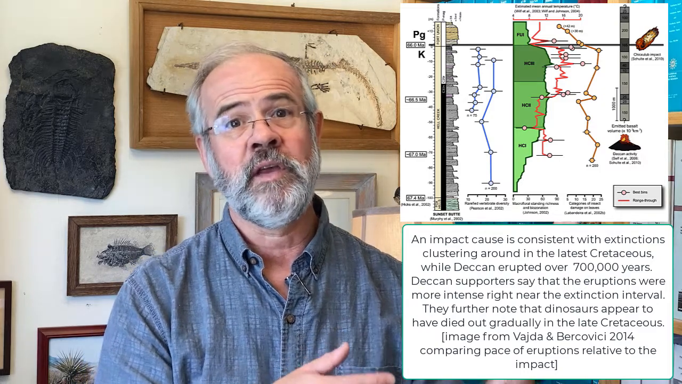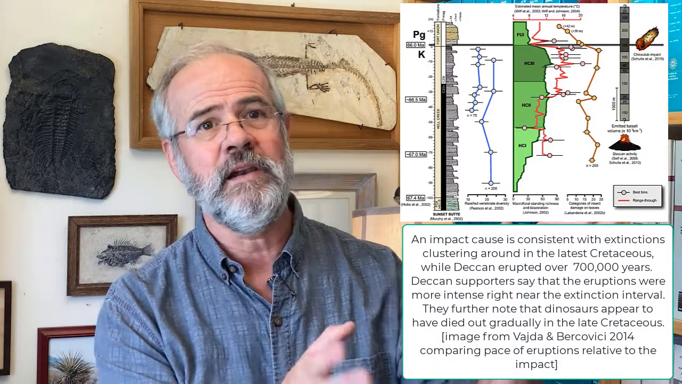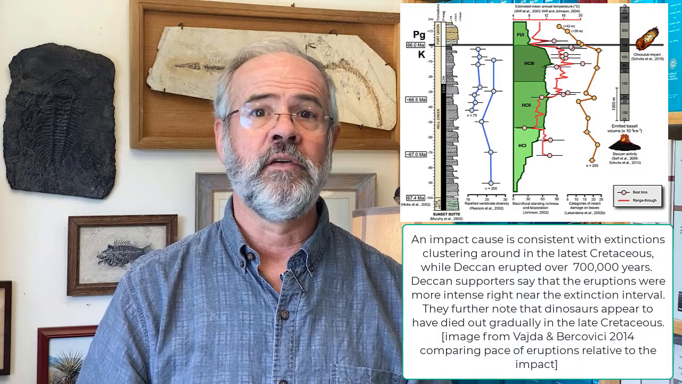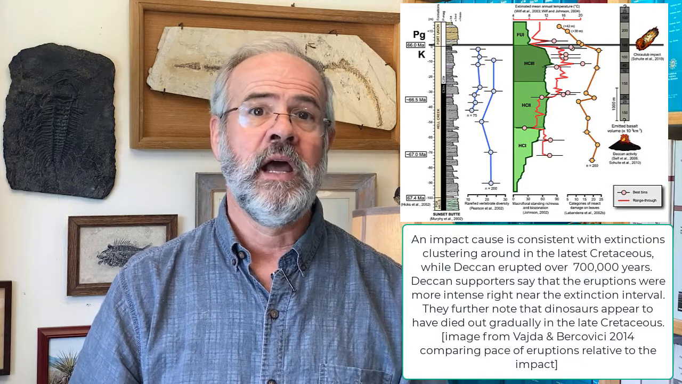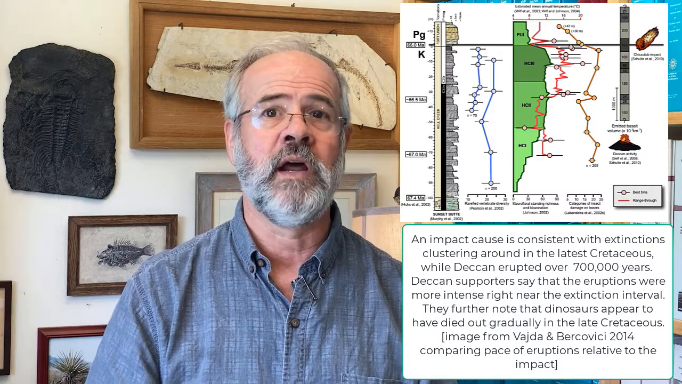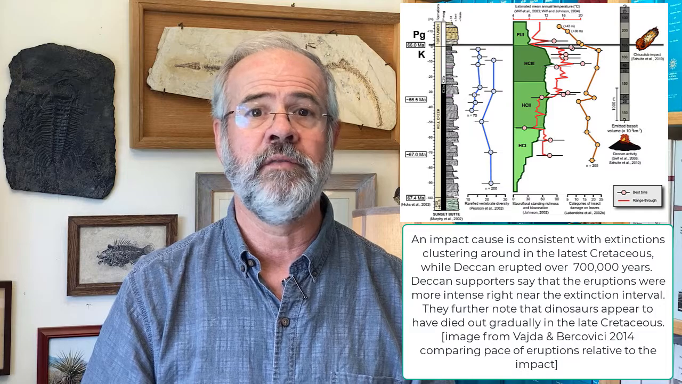Deccan Traps supporters say that this happens because the eruptions were more voluminous and faster right near the extinction, and therefore more deadly. Deccan supporters also point to the dinosaur extinction and note that it appears to be highly protracted, with a gradual loss of dinosaur diversity in the last 10 million years or so of the Cretaceous. So this is the state of play.